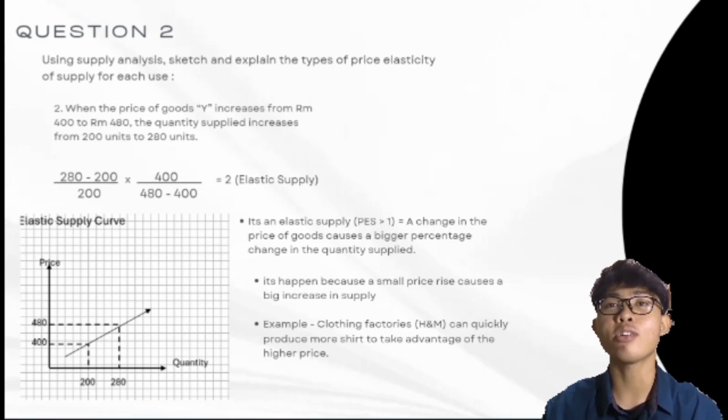A change in the price of the good causes a bigger percentage change in the quantity supplied. It happens because a small price rise causes a big increase in supply. For example, clothing factories like H&M can quickly produce more shirts to take advantage of the higher price.